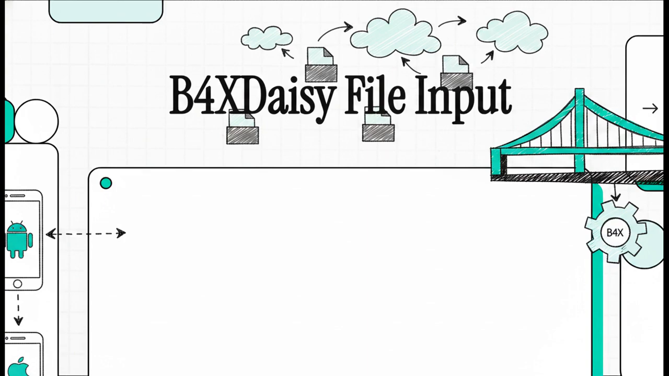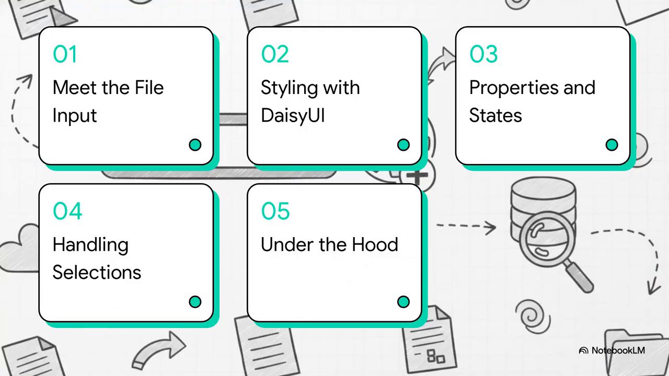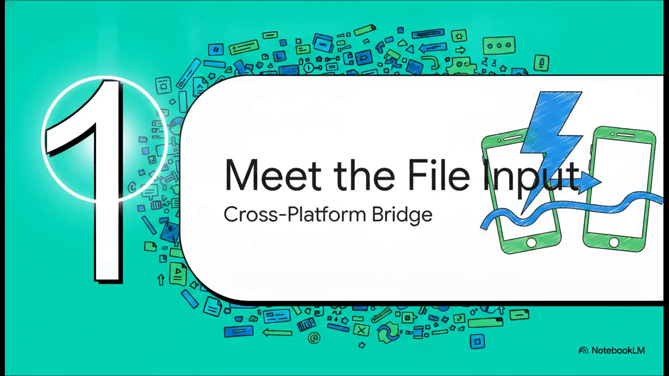Let's get right into it. Okay, let's take a super quick look at our roadmap for today so you know exactly where we're headed. We're going to cover 1. Meet the file input. 2. Styling with DaisyUI. 3. Component properties and states. 4. Handling file selections. And finally, 5. Under the hood. All right, Section 1. Meet the file input, the cross-platform bridge.